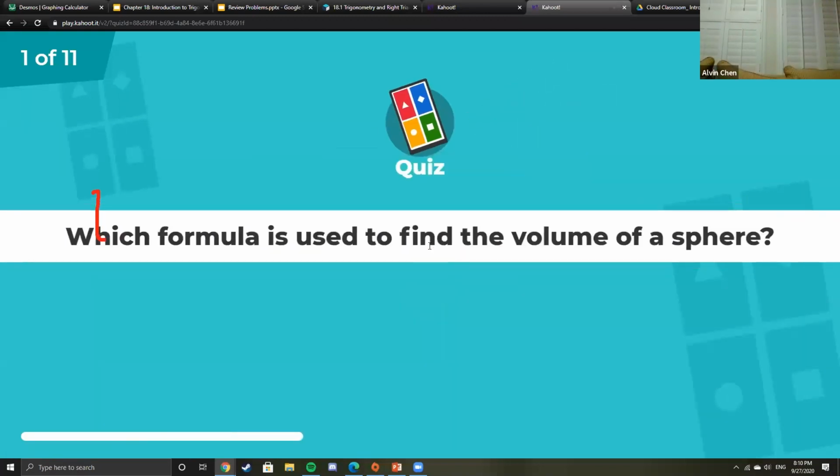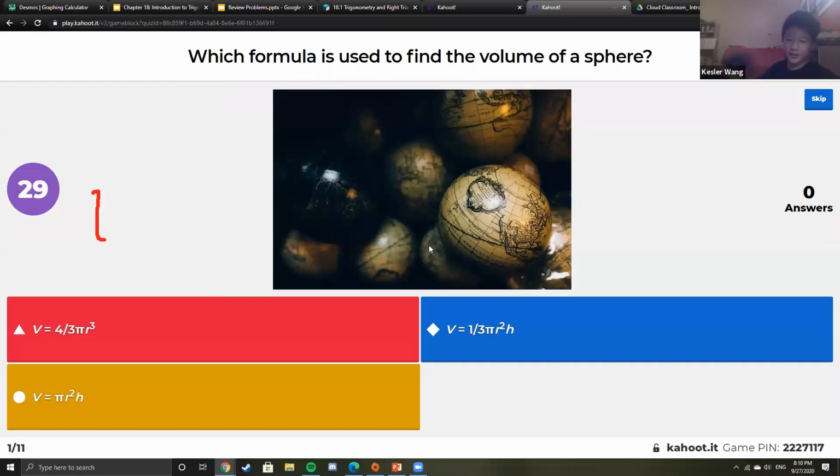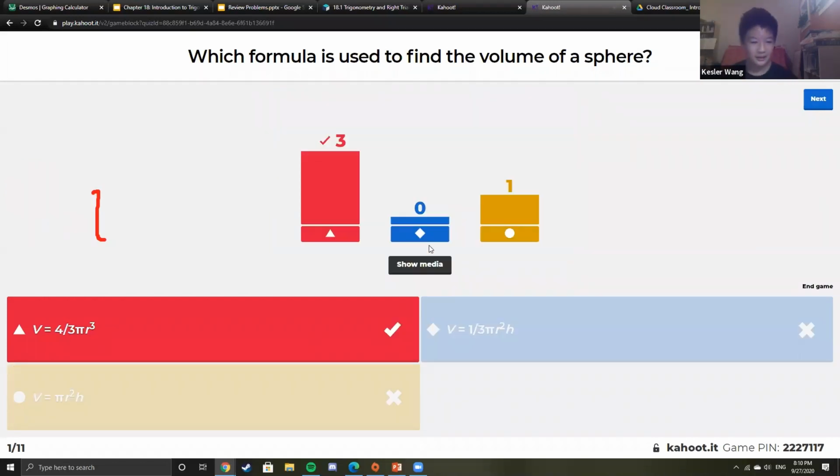What formula is used to find the volume of a sphere? How do I know? How do I literally know? It's in the chapters, and also I have a big cheat sheet right here. I said cheat sheet. Okay. Yay, yeah, the formula is 4/3 pi r cubed.